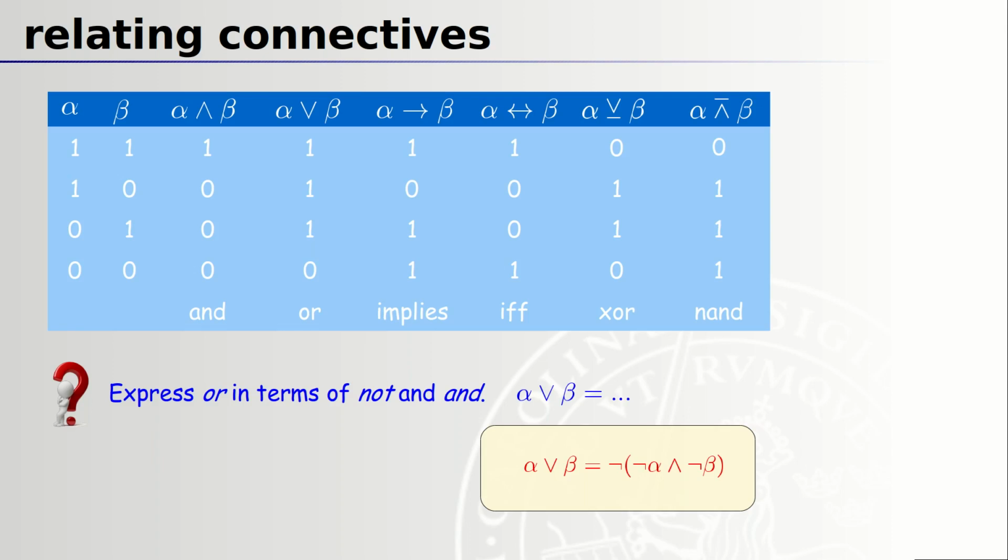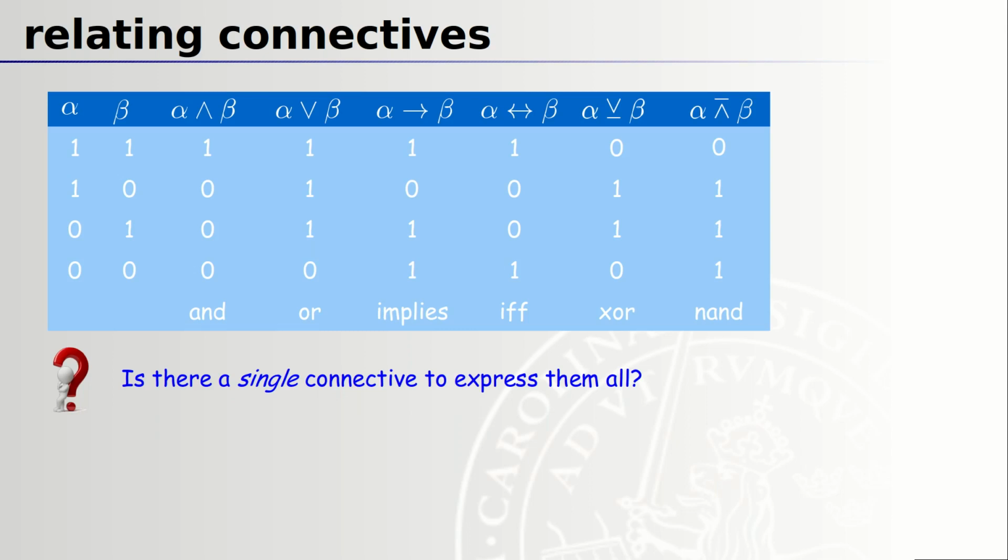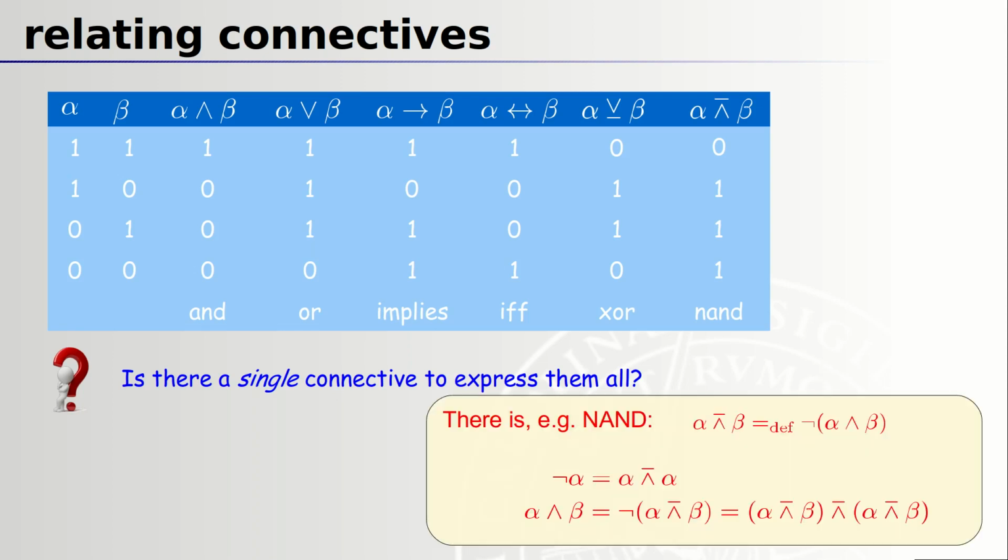This leads to the question, is there perhaps a single connective that could be used to express all others and that would therefore be universal all by itself? There is. For instance, the NAND operator can be used to express both negation and conjunction. Since these two together were universal, so is the NAND operator by itself.